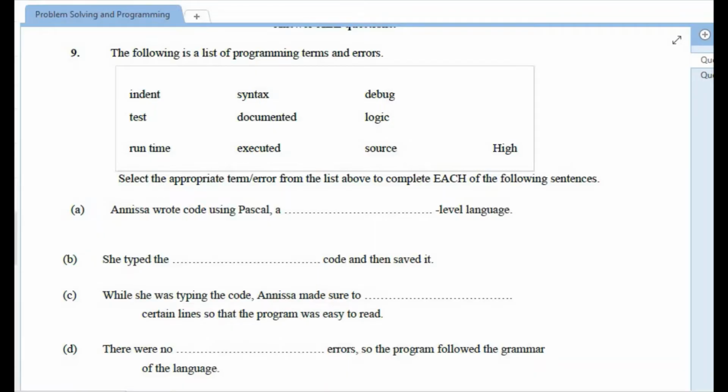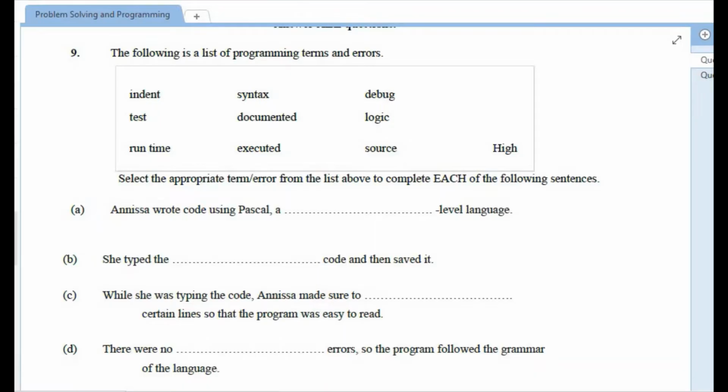The topic of focus from the syllabus for this set of videos is the problem solving and programming section. The year paper that we are currently working on is the May-June 2019 past paper, and we'll be looking at questions 9 and 10 for this particular paper. So let's get right into it.